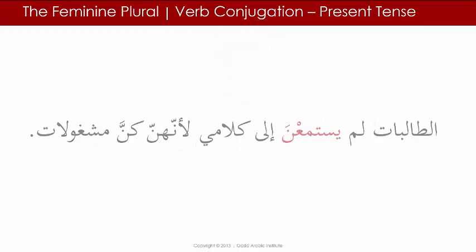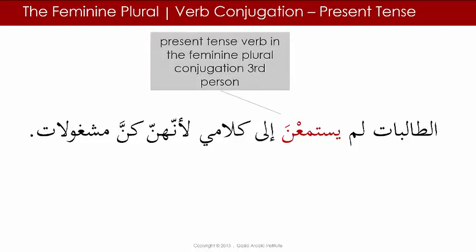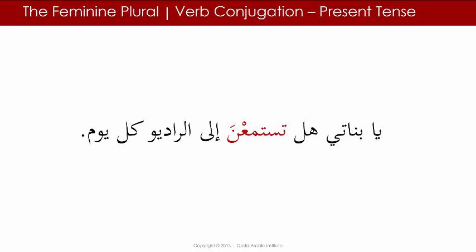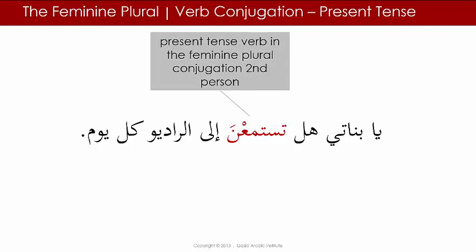Let's look at the present tense. We have الطالبات لم يستمعن إلى كلامي لأنهن كن مشغولات. The female students didn't listen to my speech because they were busy. Here we have the present tense, third person, conjugation, feminine, plural. Again, the noon with the fatha. And then we also have here the second person, تستمعن يا بناتي, oh my daughters. هل تستمعن إلى الراديو كل يوم? Do you listen to the radio every day?